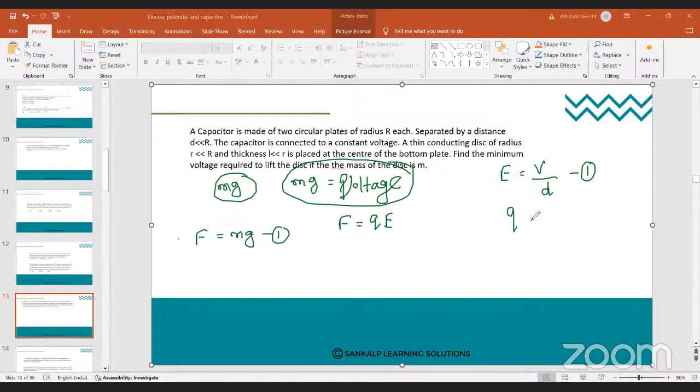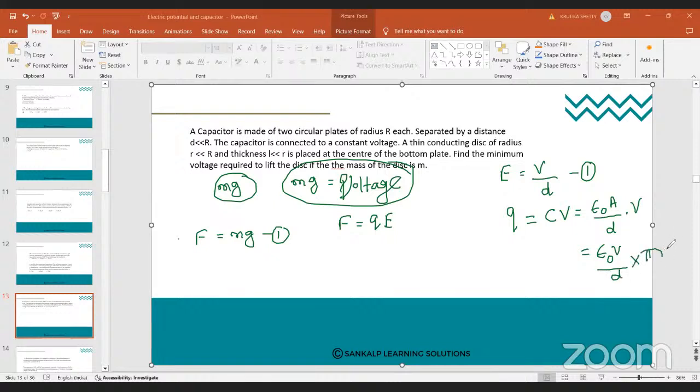Another thing we can do is take charge q is equal to CV. So charge is equal to C into V. Here I can substitute the value of C, and V you can keep as it is. We know that the capacitance of the parallel plate capacitor is epsilon naught into A divided by d. So C is epsilon naught A by d into V. Now a little rearrangement of the terms: epsilon naught V divided by d into A value.